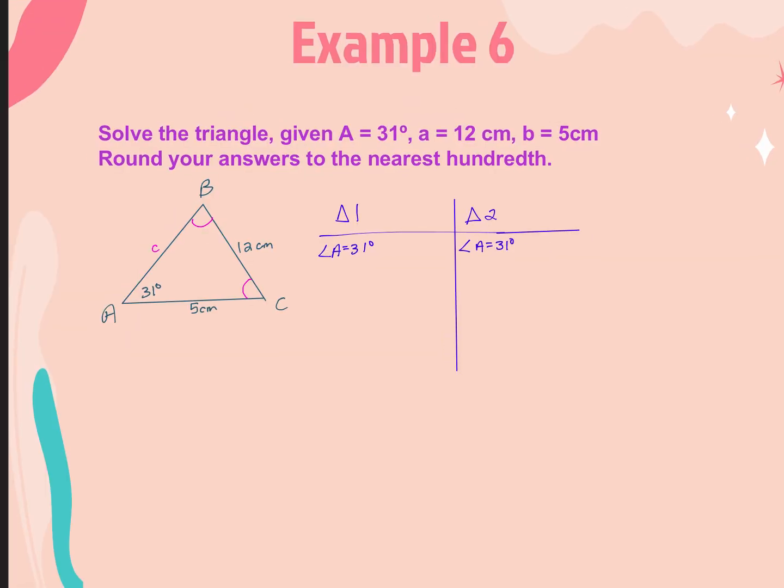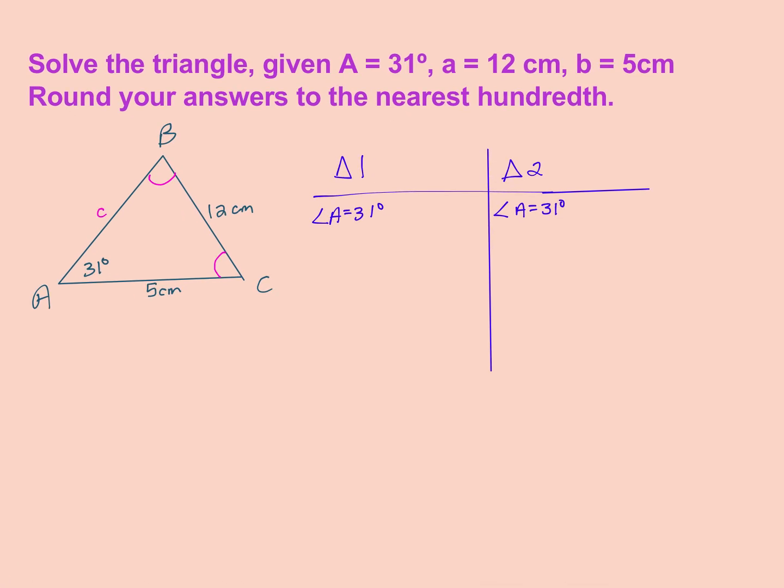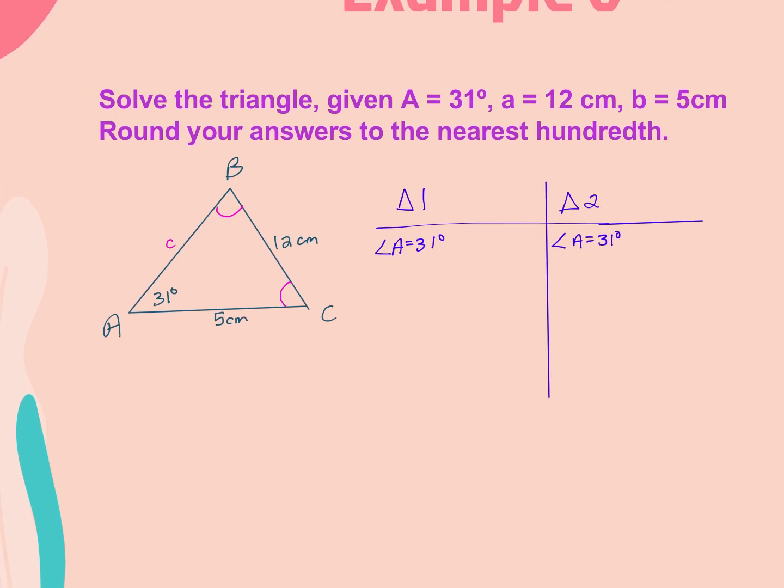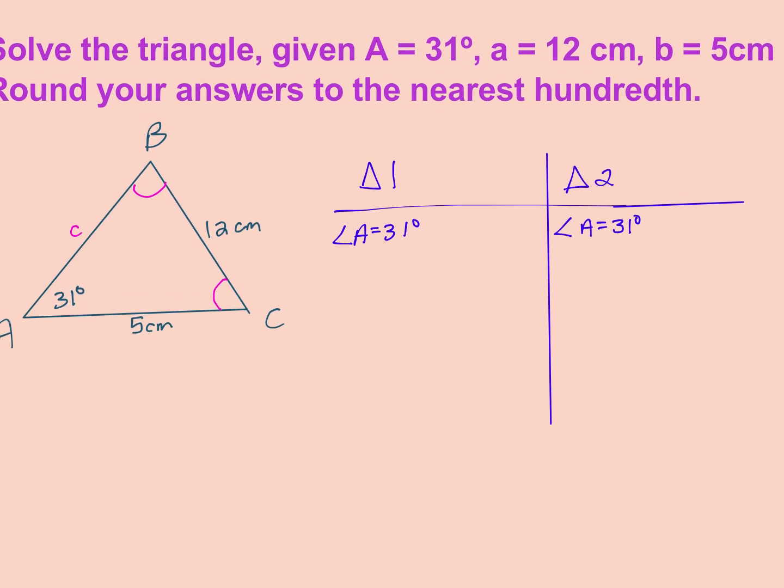All right, let's do example 6. I'll save 7 for tomorrow if you want to go ahead and do it, and then I'll do the 2 area problems tomorrow. But look at the given information. Do you have one angle or two? One. That means you have to assume there could be how many triangles? Two.